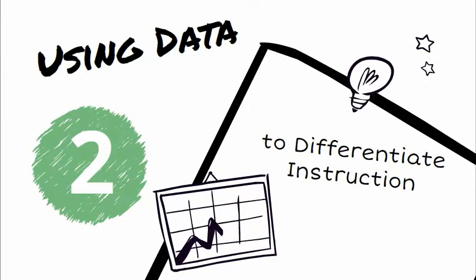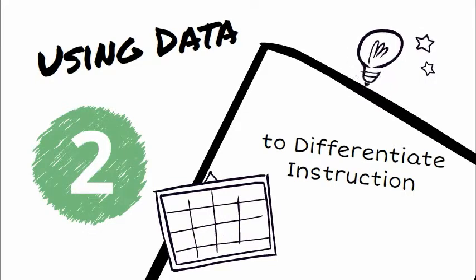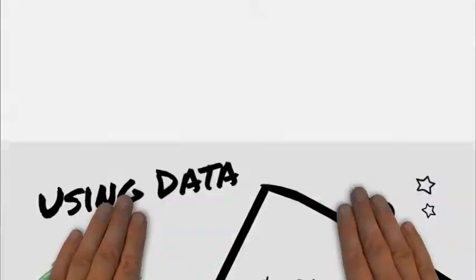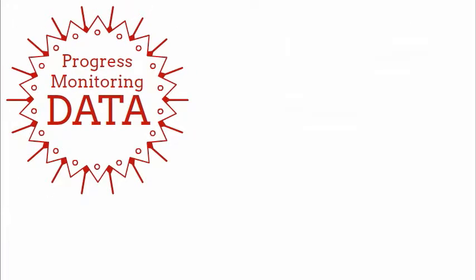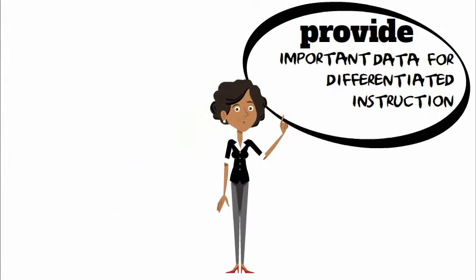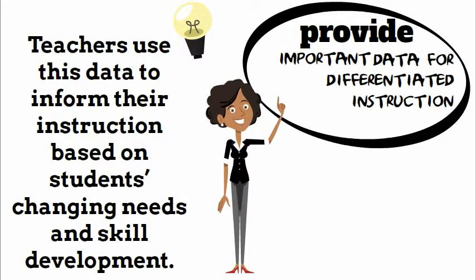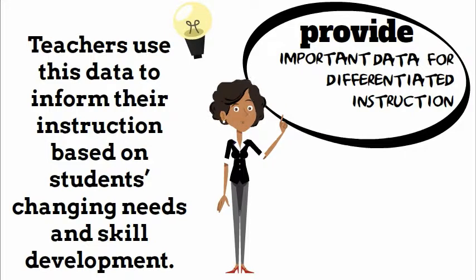The second factor for developing a literacy component to your intervention system is the use of data to differentiate instruction. Progress monitoring assessments provide important data for guiding differentiated instruction. Teachers use this data to inform their instruction based on students' changing needs and skill development.